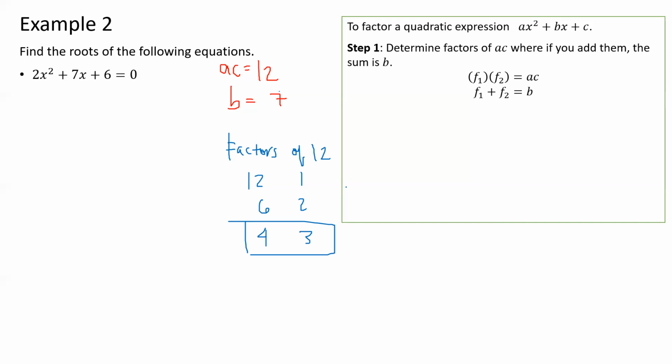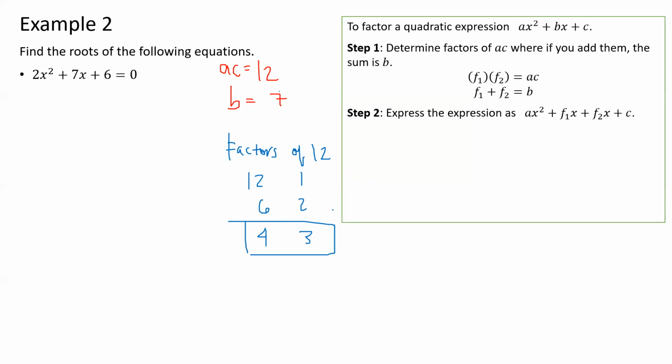Of course, there are also negative factors. For example, negative 12 and negative 1. That's also possible. But again, their sum is negative 13. So these two factors, 4 and 3, factors of 12, are the factors that we want.